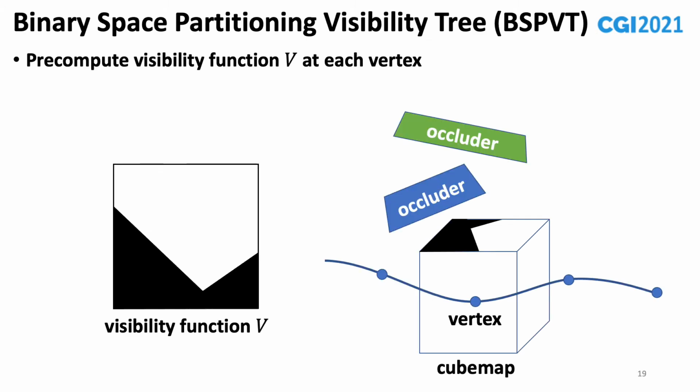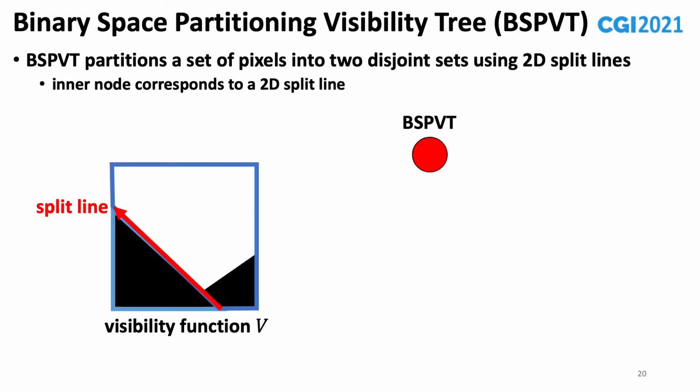To partition the polygonal light source into the entirely visible polygons and the partially occluded polygons, we first precompute the visibility function V at each vertex, and the visibility function is stored at each cube map face as shown in this slide. Our method represents the visibility function at each cube map face with a binary space partitioning visibility tree, BSPVT for short. BSPVT partitions a set of pixels in each cube map face into groups of pixels with similar visibilities.